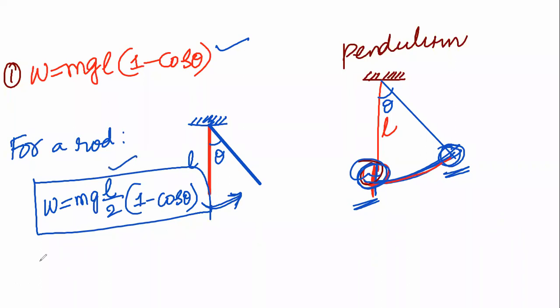This is the work done in lifting a rod of length L from the vertical position through an angle theta. Let us suppose a ladder is there on the horizontal surface. A ladder of mass M is there. A ladder of mass M is on the horizontal floor.